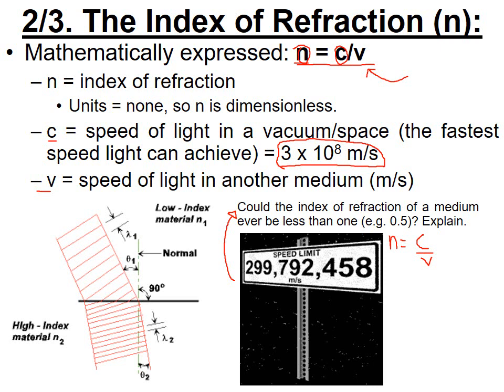So could the index of refraction of a medium ever be less than 1? For example, could it be 0.5? Could it be 0.8? Explain. So I told you guys that C is the speed of light in space. It's the highest speed that light can achieve. For an index of refraction, N, to be less than 1, so 0.8, 0.5, 0.3, whatever, V would have to be higher than C.